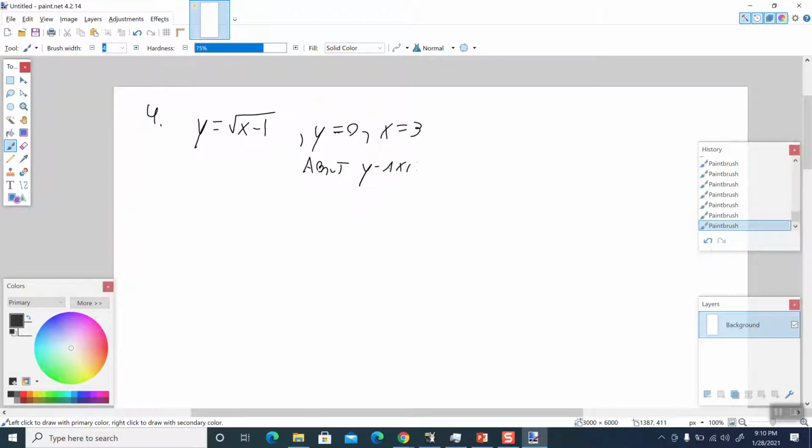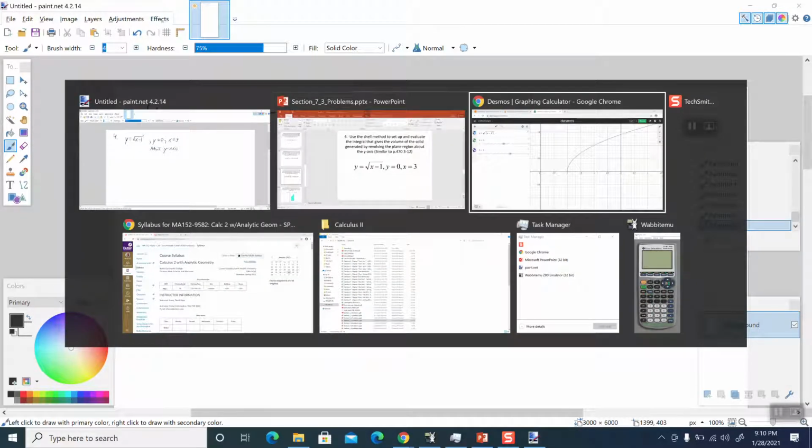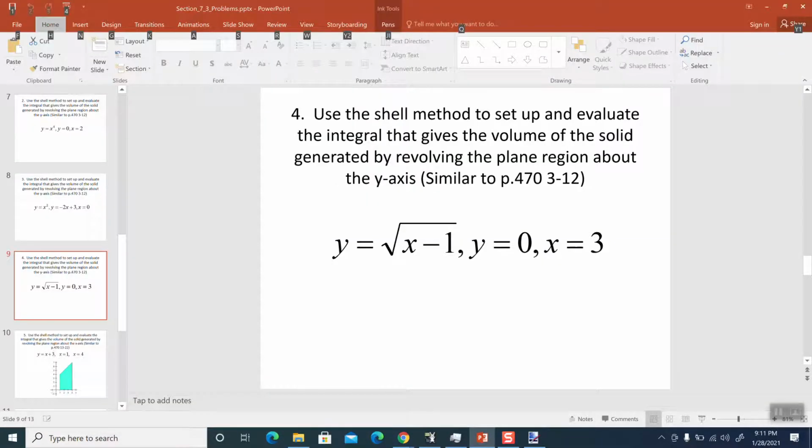I wonder why I got so many y-axes in here. It's like our third y-axis, isn't it?